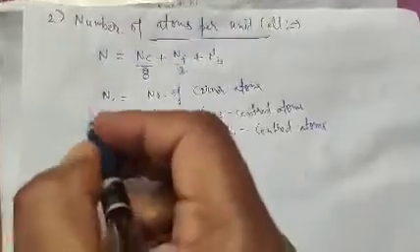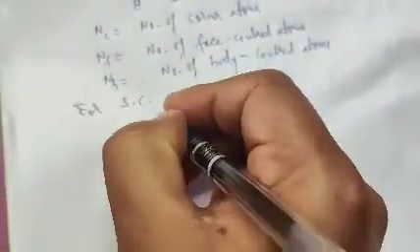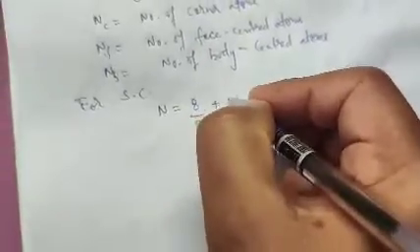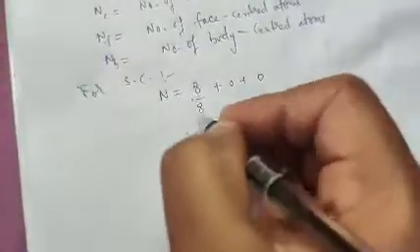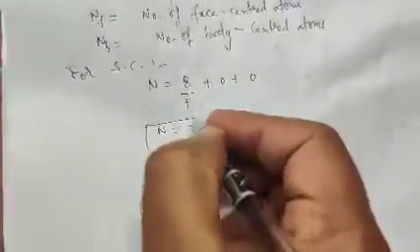Now for simple cubic unit cell, the number of atoms per unit cell will be, since there are 8 corner atoms in the case of simple cubic, there is no face-centered atom and no body-centered atom in the simple cubic case. Therefore the number of atoms per unit cell in the simple cubic lattice will be 1.